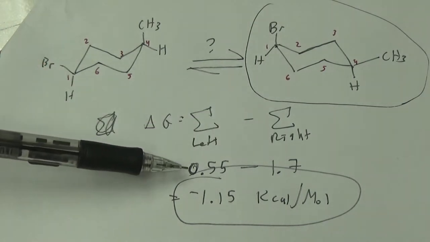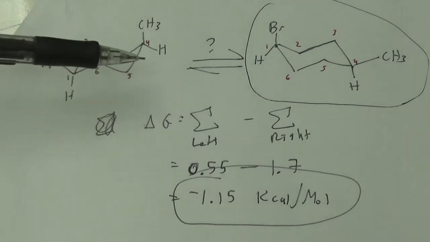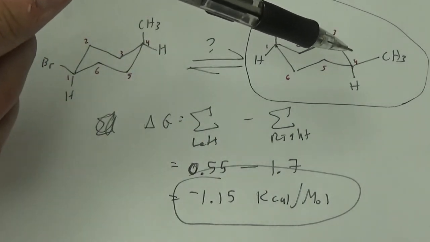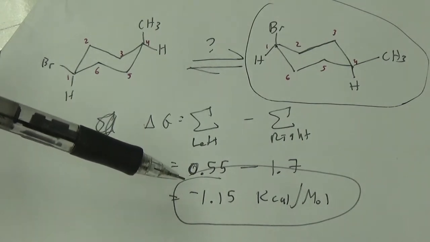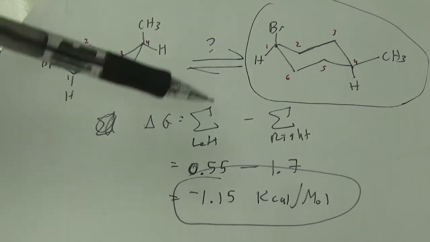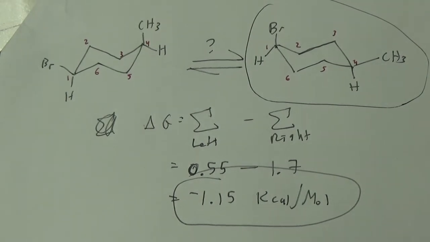And so it's 0.55 for the bromine, that's the only thing that's equatorial on the left, minus 1.7, which is everything that's equatorial on the right. Do that subtraction and it's negative 1.15. Makes sense, it's a negative number, which is right favored. Okay, so that was kind of where we got last time. Let's do a couple more problems now, all right?